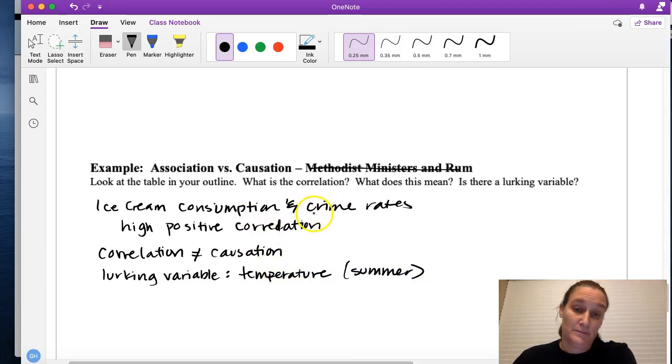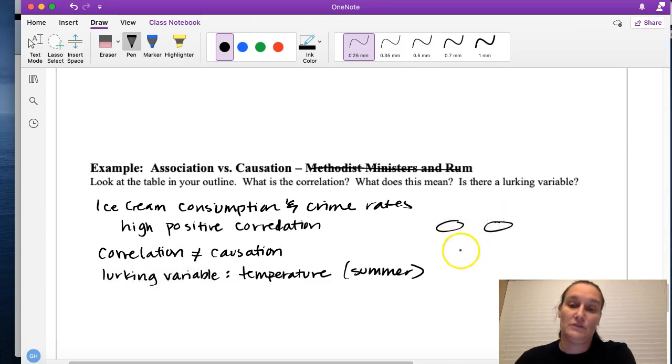In the summer, or when it's hot out, crime rates go up because if it was really cold and snowy, criminals typically aren't going out and stealing cars and stuff like that. Now, do they still? Yes, but it is much more likely for crime rates to rise during the summer. That's actually something that has been researched and studied. So when it's hot outside, crime rates are higher, and so is ice cream consumption. So we have a lurking variable, a third variable that's affecting both of them.